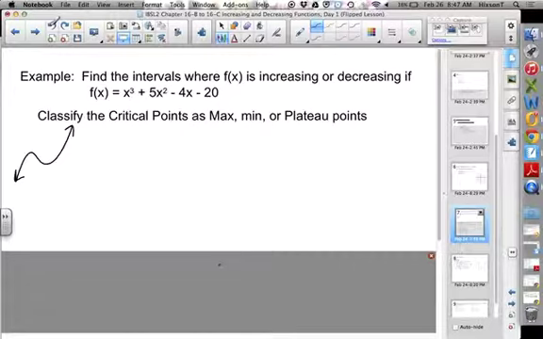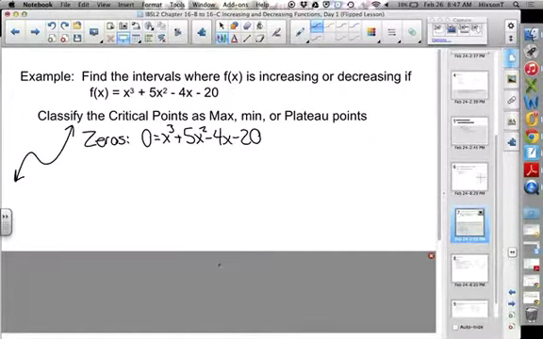What's something else that we can figure out? We could find roots, which will translate into the zeros of the function. So we can find zeros. How do we find zeros? Set the actual function equal to 0. x cubed plus 5x squared minus 4x minus 20.